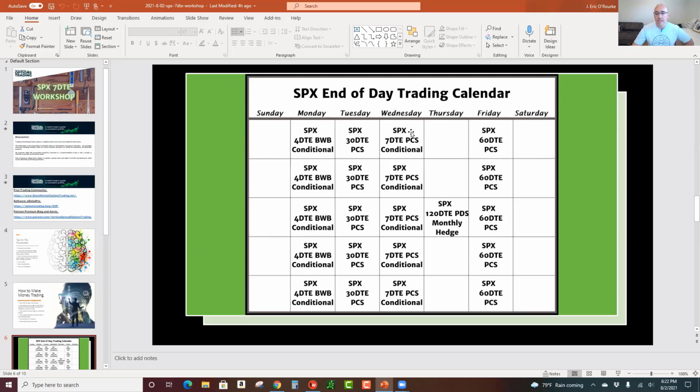The trade we're going to talk about tonight is the Wednesday trade. It's a 7-day to expiration PCS. DTE is days to expiration, PCS, put credit spread. And it's conditional. And what conditional means is that we're going to use a moving average condition that's going to let us know if we should take the trade or not. And we'll talk through that in a second.